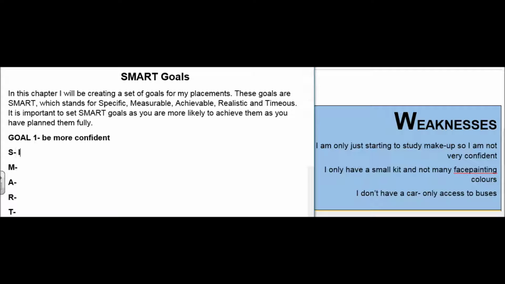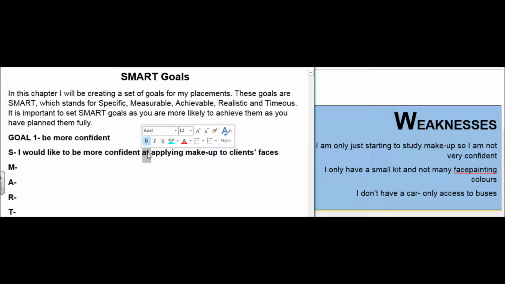So next to S, we're going to write in a sentence here, and it's saying, I would like to be more confident at applying makeup to clients' faces. So now we're really clear what it is the person wants to be more confident at, applying makeup, and who is involved in this. Who does she want to be more confident with? So with it, working with clients and putting makeup on their faces. So just a little bit more detail has made that specific.